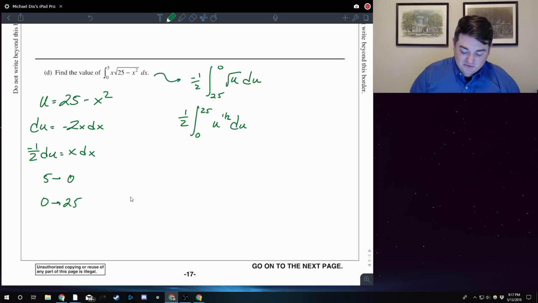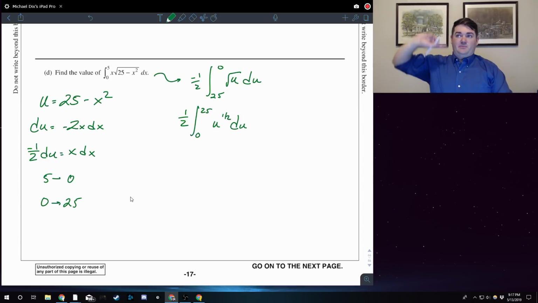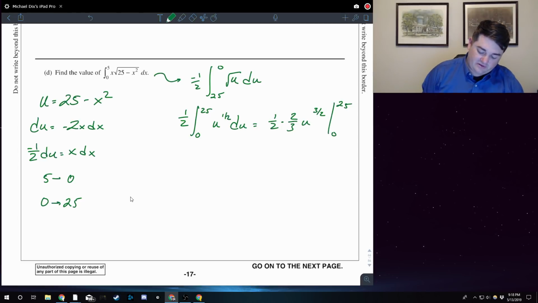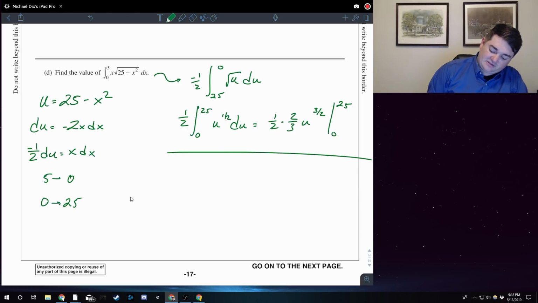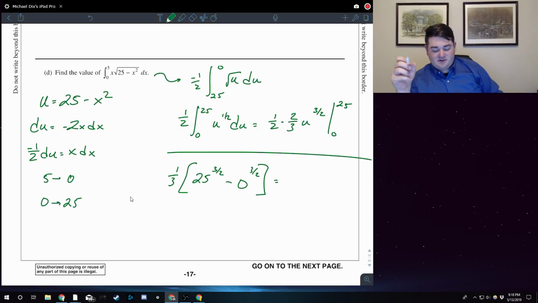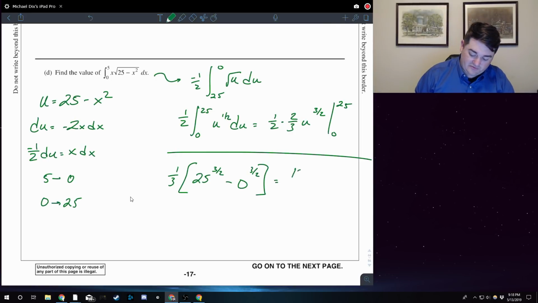So the antiderivative of u to the 1/2 goes up to 3/2, divided by 3/2, so I've got 1/2 times 2/3 u to the 3/2, evaluated from 0 to 25. So that's going to be 1/3 times 25 to the 3/2 minus 0 to the 3/2. 25 to the 3/2, let's square root it first to get 5 and then cube it to get 125. So I've got 125 over 3.